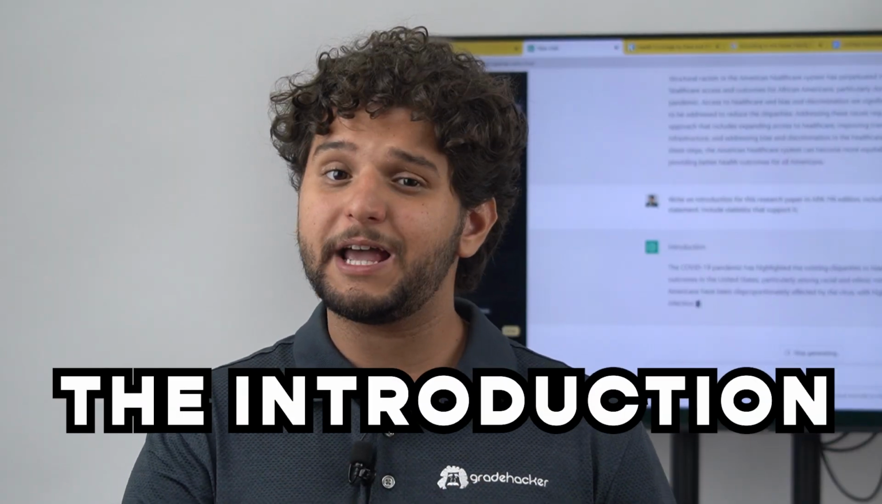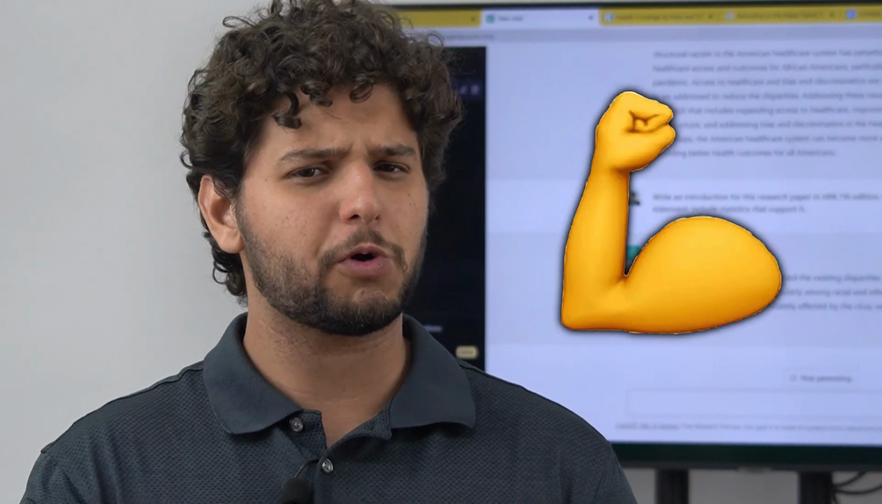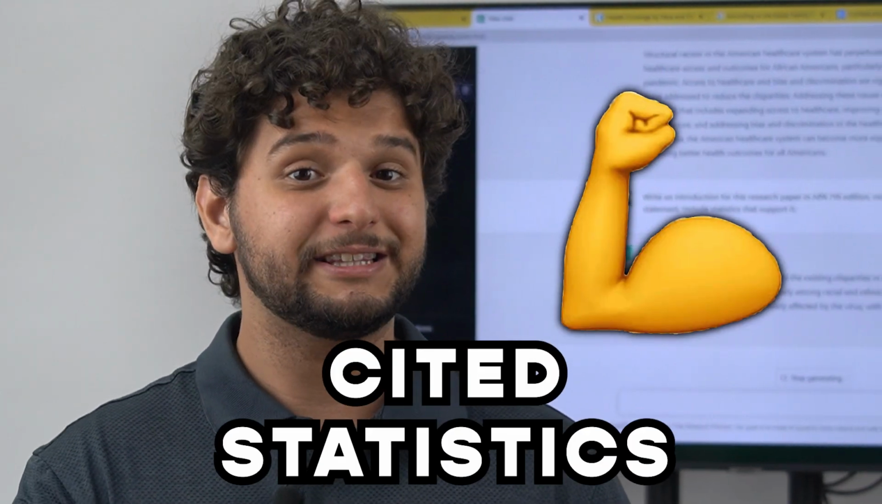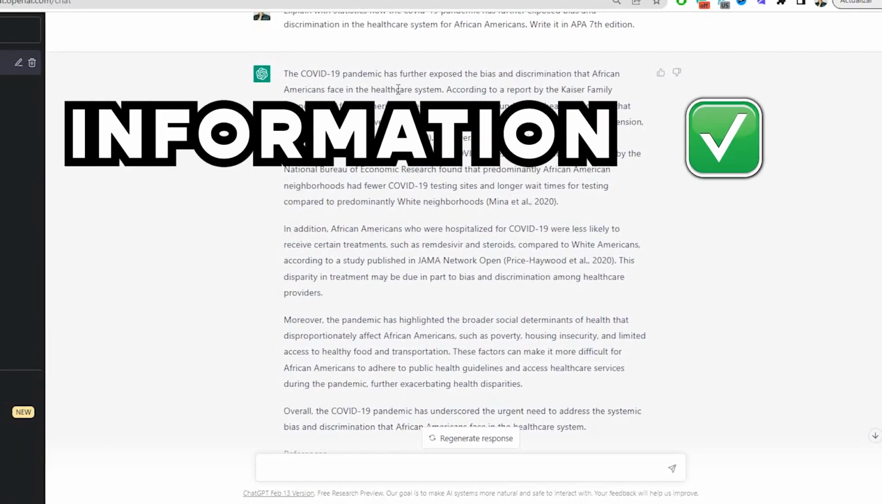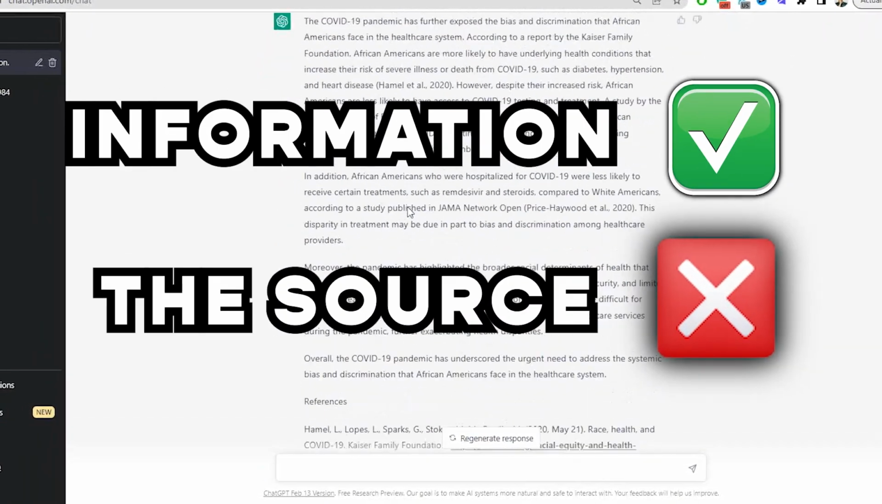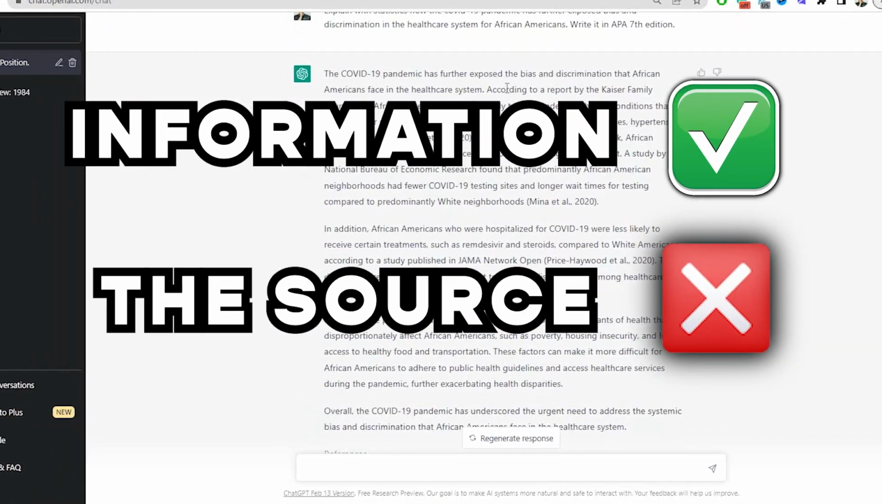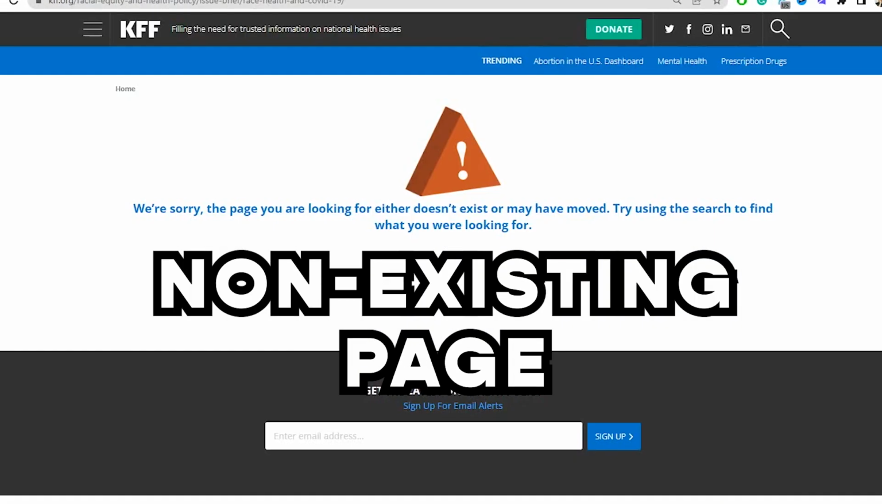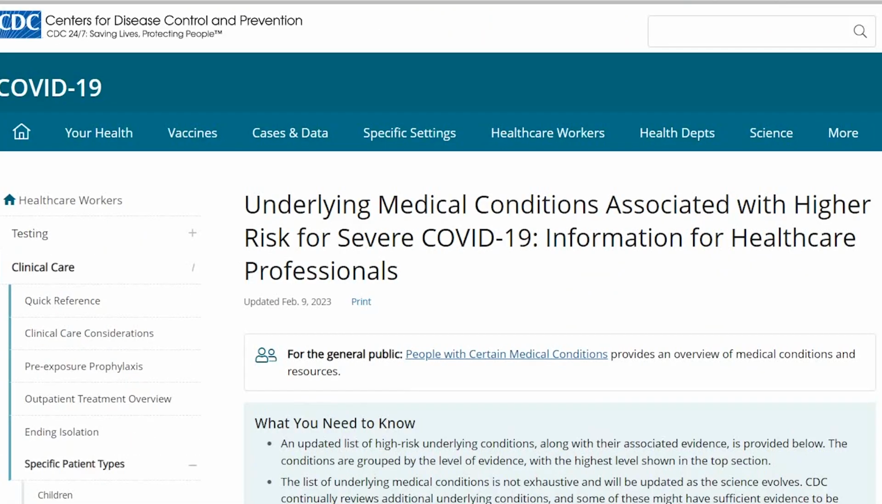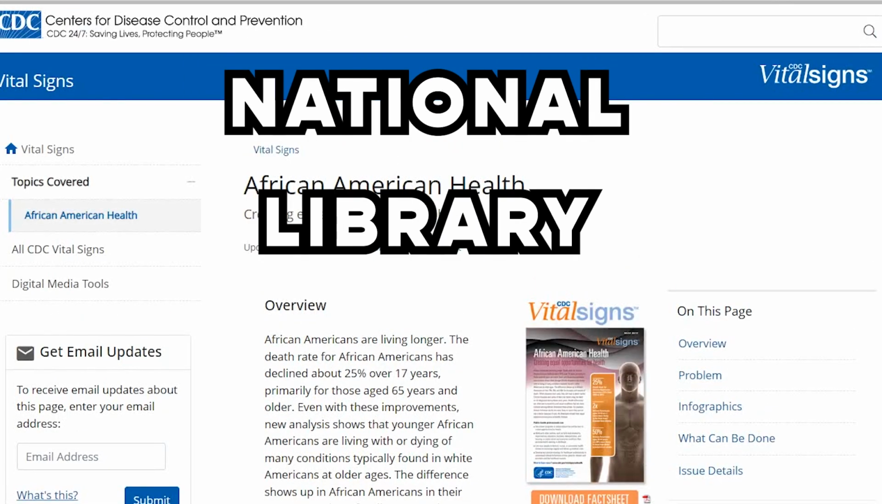Let's have a closer look at it. The introduction stayed pretty much the same, but now the thesis statement is stronger and even has cited statistics to back it up. But while the information is correct, the source isn't. Clearly, the link included in the reference took us to a non-existing page, and after looking for that data on Google, we found that it actually belonged to a study from the National Library of Medicine.